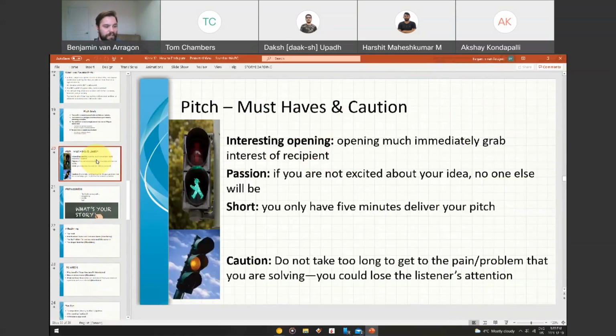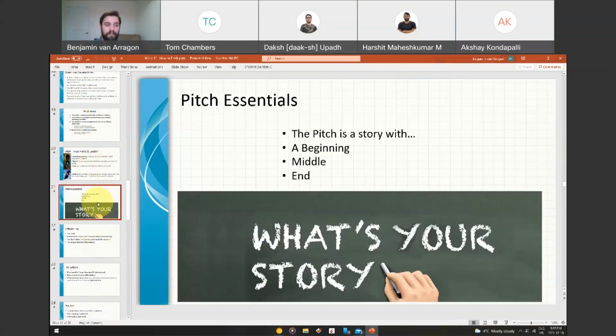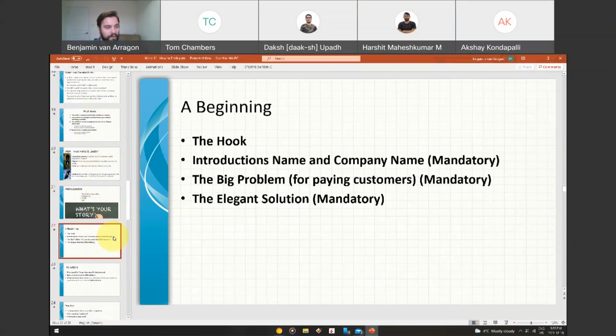Okay? So you don't want to take the first 30, 40, 50 seconds to get there, or else people aren't going to understand what your direction is, what your purpose as a company is, what your story is, okay? And speaking of stories, your pitch will have a story, okay? It has a beginning, it has a middle, and each of those have their own pieces.